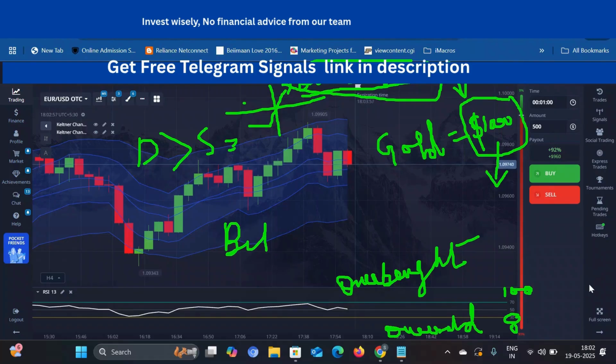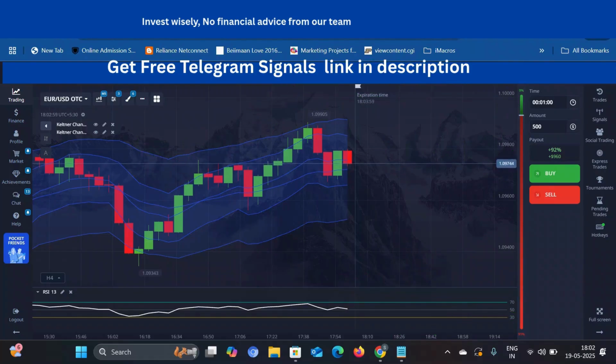Let me erase everything first. Like Bitcoin, just 1 second. For instance, for example, Bitcoin is currently at 74,000 as of now.